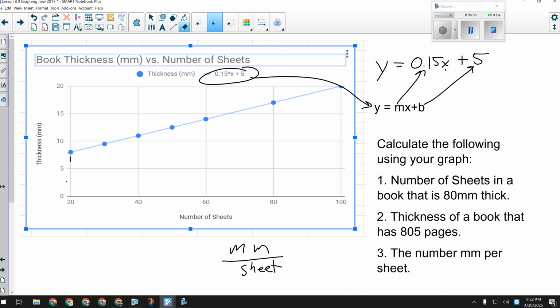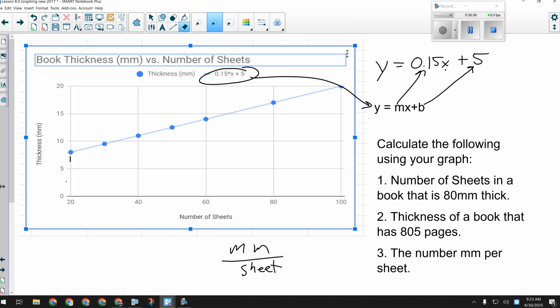What does that number tell me? That's the thickness of the cover. If the book is 5 millimeters thick when it has no pages, the cover is 5 millimeters thick. If the graph is telling me the book is still 5 millimeters thick, not 5 meters thick, when it doesn't have any pages, that must be how thick the cover is, because that's all it would be there. You see how much we can interpret from a graph?